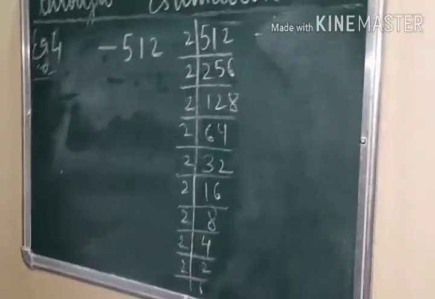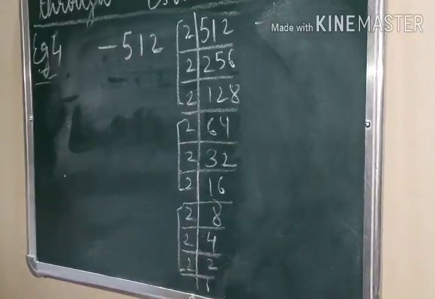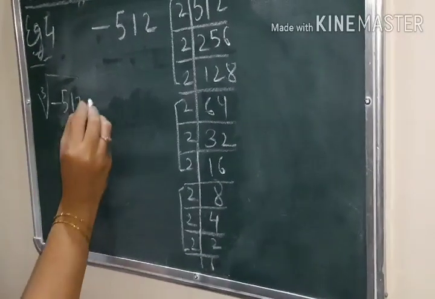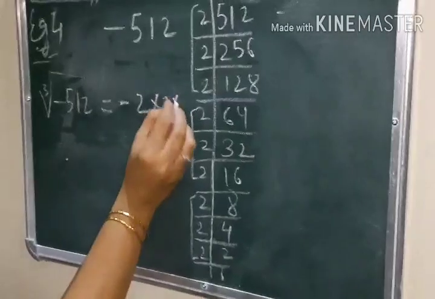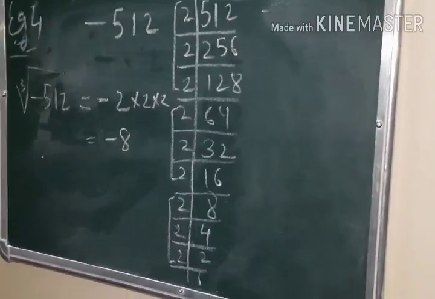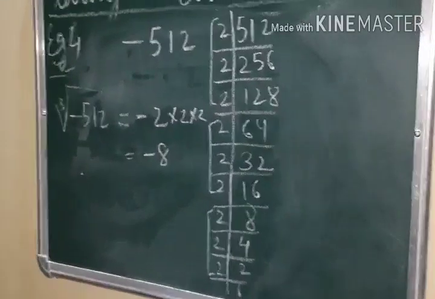Right? So now you have to make the groups. 1, 2, and then all the groups are formed. So you will find the cube root of minus 512 is equal to minus sign and then 2 into 2 into 2, which is minus 8. So this will be your answer for example number 4.